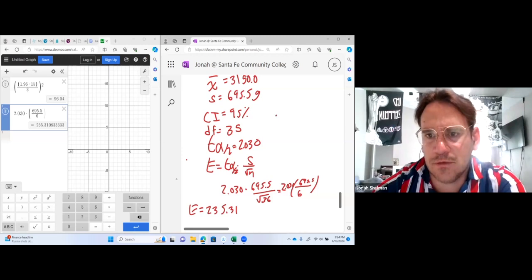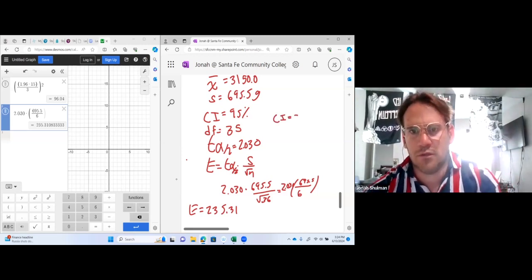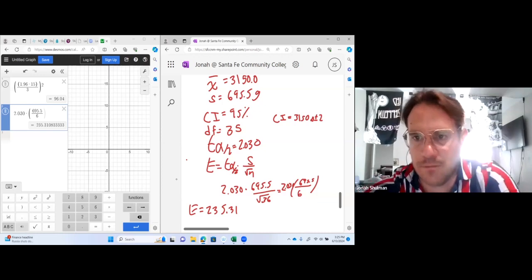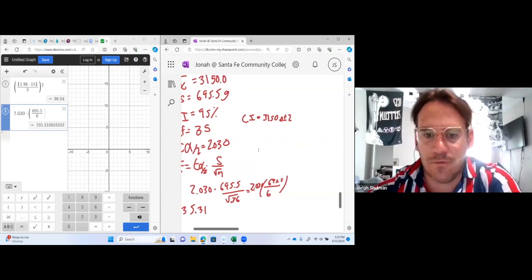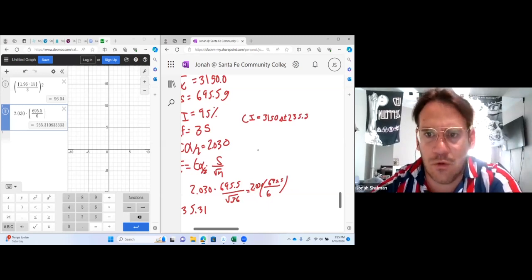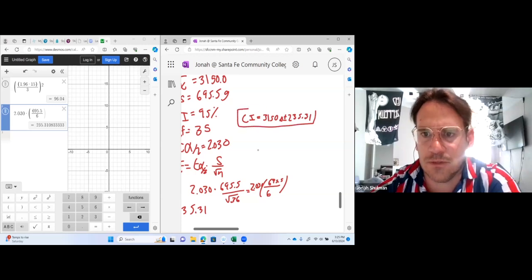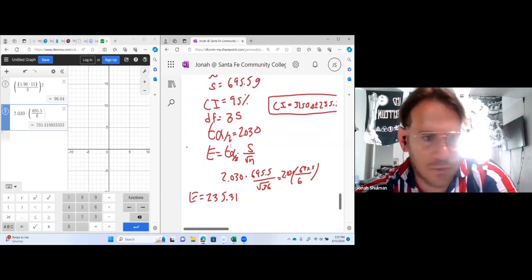So our confidence interval is going to be 3150.0 plus or minus the error, which is 235.31. This means we're 95% sure that it falls within this range. 235.31. I believe this is the answer. And what else?